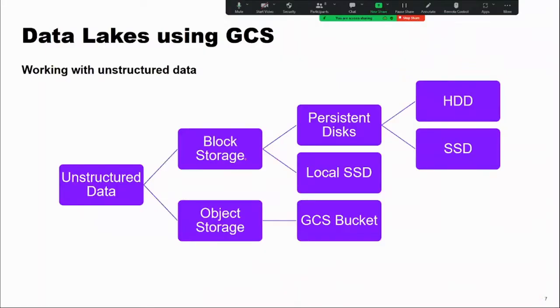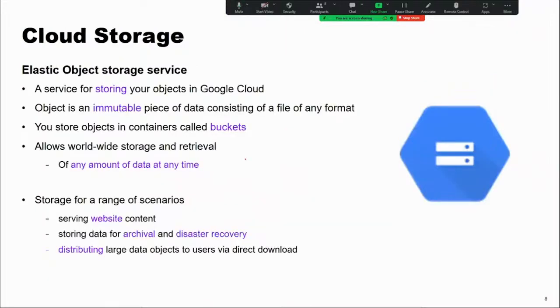Now let us see data lakes using GCS. In Google Cloud Platform, Google Cloud Storage acts as a data lake. What is that? Let us see now. Okay, so this is Google Cloud Storage as a data lake in the GCP. So what is Google Cloud Storage, guys? Let me go to Paint and try to explain it to you one by one.